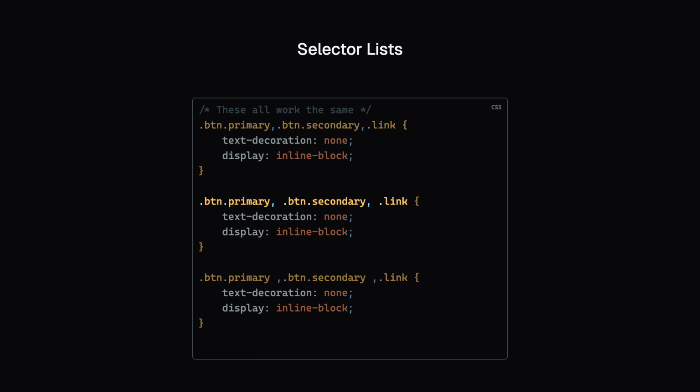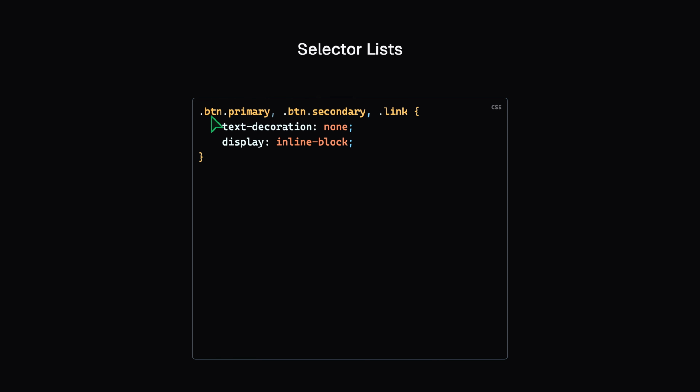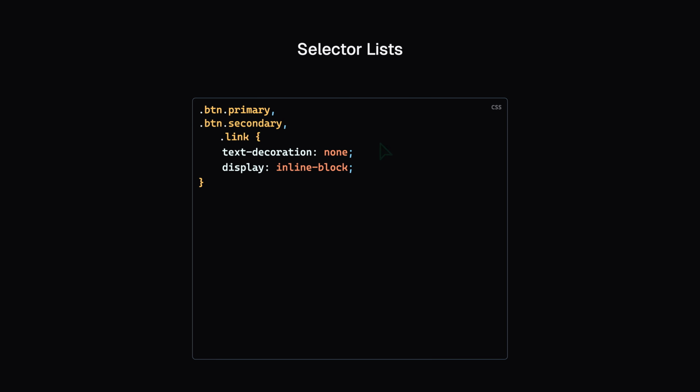But most developers use the second format, a comma followed by a space, because it's the most readable. And when you have a long selector list, you can put each selector on its own line. This way, it's easy to scan and see exactly what's being styled. Now, here's a mistake to watch out for. Look at this rule.